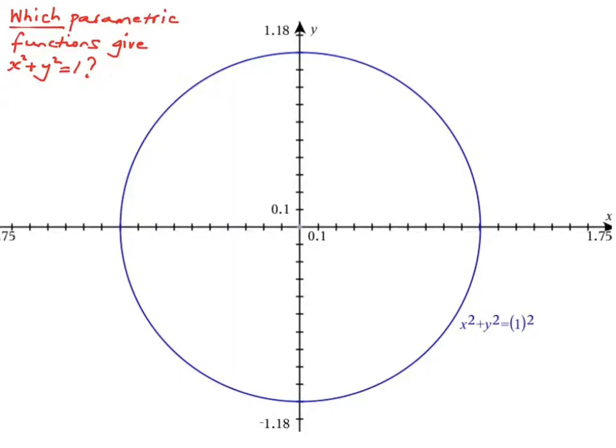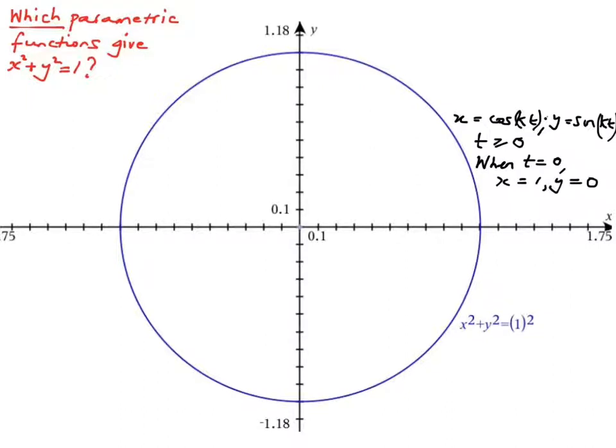Now, the original question, about 2 screens ago, was which parametric functions give rise to this x squared plus y squared equals 1 thing? Be patient with me while I show you some of this stuff, because it takes a little bit of assimilating. The one that we already did was x equals cos of kt, whatever k is, and y equals sine of kt. Now, we're going to try and analyse the starting position and the direction of motion. There's so much to cover.